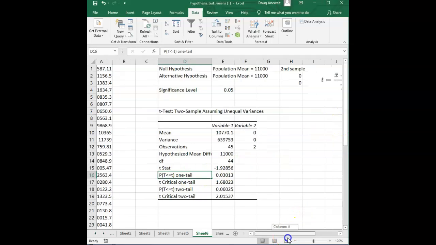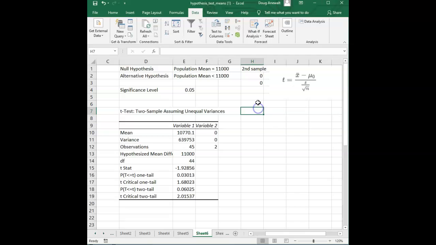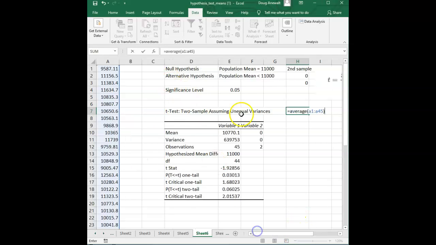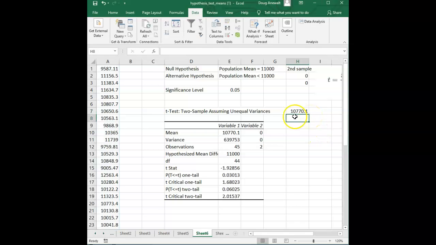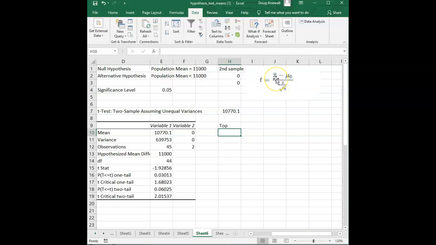Doing it the other method, you can quickly get the sample mean equals average A1 through A45. That's where my data was. Let me go over there, make sure that's what's selected. All right, A1 through A45. You get your sample mean. I'm going to need to find the top part of this, which is the sample mean.